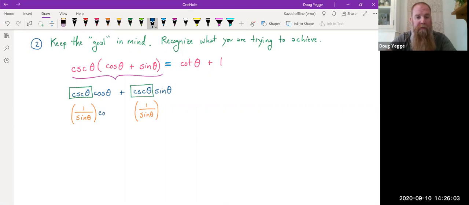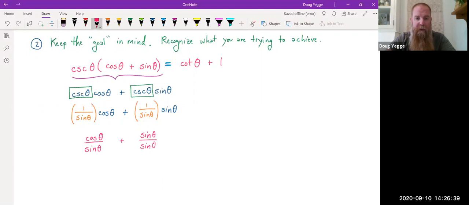And that's multiplied by cosine theta. This is multiplied by sine theta, and I'm still adding. So I'm not done because it doesn't look like the other side. I'm also not done because I don't see any cotangents. I'm keeping the goal in mind. I'm recognizing what I'm trying to achieve. So this is where, again, I'll just do a little algebra. Let's distribute that so that I get single fractions, and that gives me cosine theta over sine theta, while over here, this gives me sine theta over sine theta.